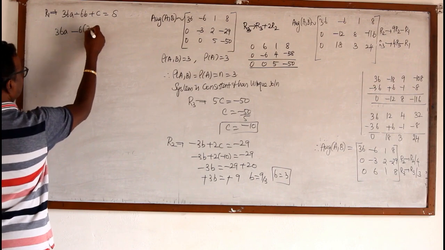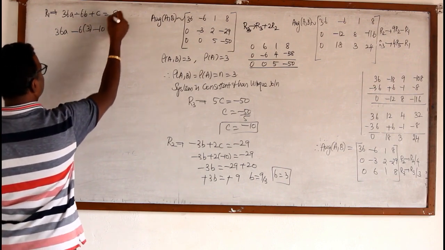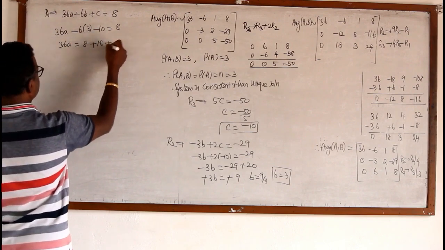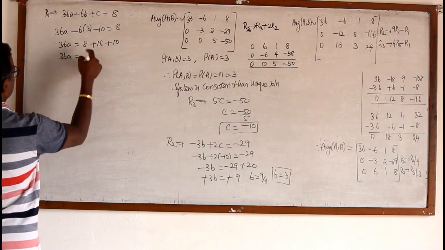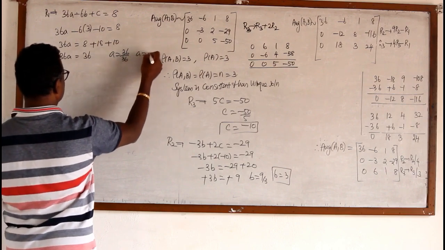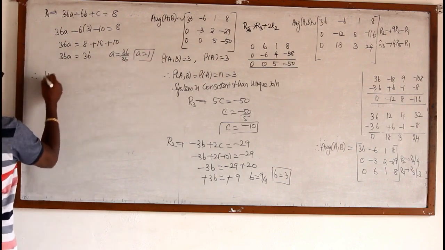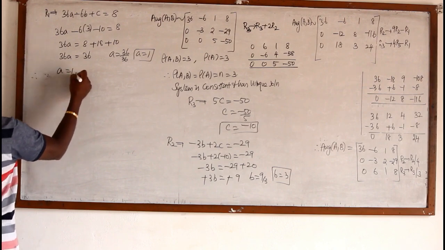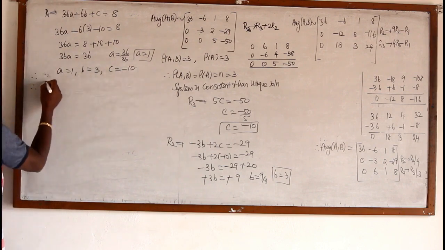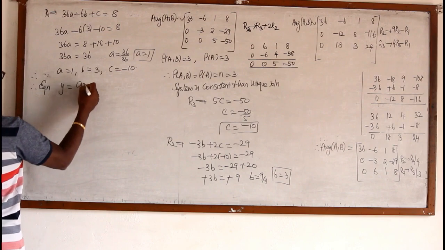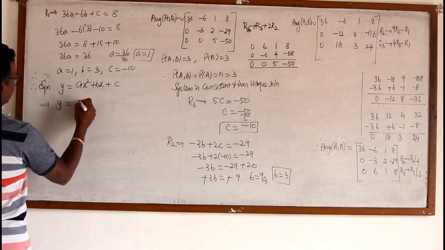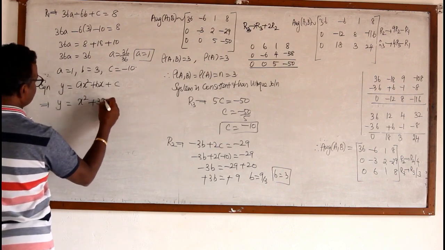Now, R1 implies 36A minus 6B plus C equal to 8. 36A minus 6 into 3 minus 10 equal to 8. It is 36A equal to 8 plus 18 plus 10. So 36A equal to 36, so A equal to 36 by 36, A equal to 1. Therefore, I got A equal to 1, B equal to 3, C equal to minus 10. The equation is y equal to ax square plus bx plus c, implies y equal to 1 into x square plus 3 into x minus 10.